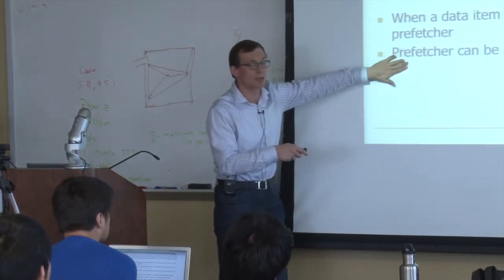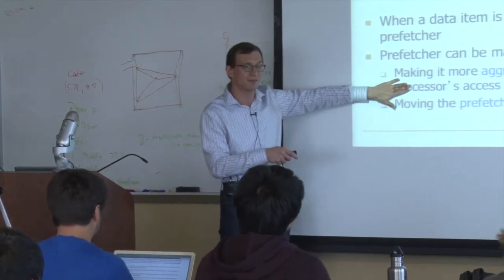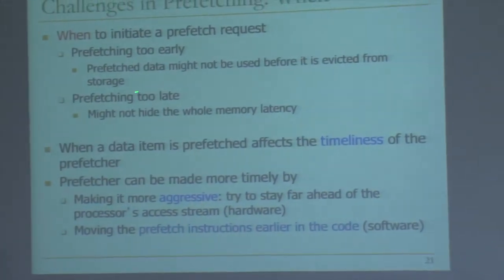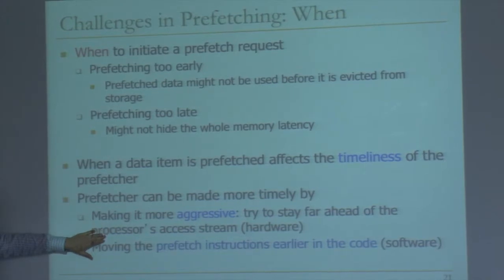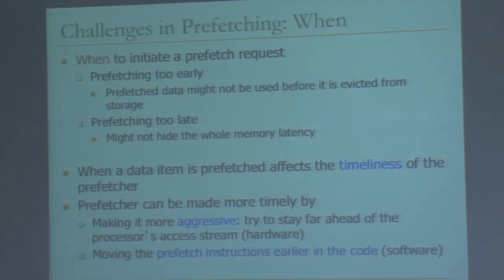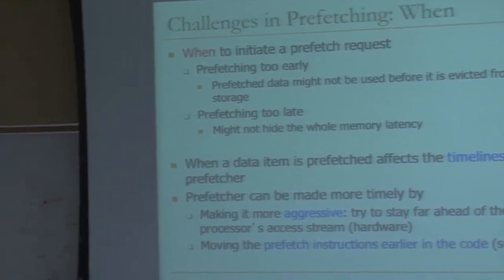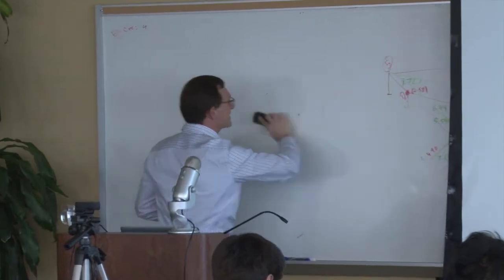The prefetcher can be made more timely by tuning its aggressiveness. Right? You can make the prefetcher more aggressive, meaning you prefetch earlier and earlier, if you will. You try to stay far ahead of the processor's demand access stream. And here, some visual thinking may help. You could think of a prefetcher going ahead of the access stream of the processor.